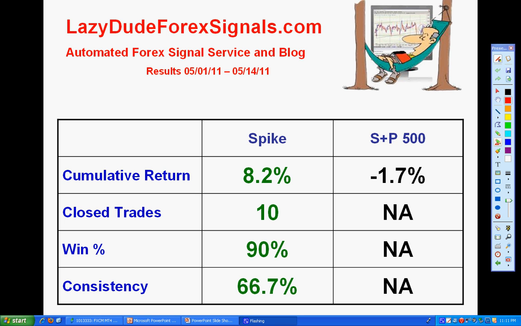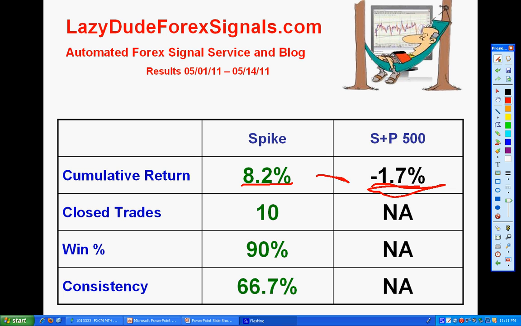And as you can see, we ended up with an 8.2% return. And if we're comparing ourselves to the S&P, they were down 1.7% for that same 2-week period. So we had an 8.2% gain just trading our very conservative channeling pattern, and the S&P 500 was down 1.7%.